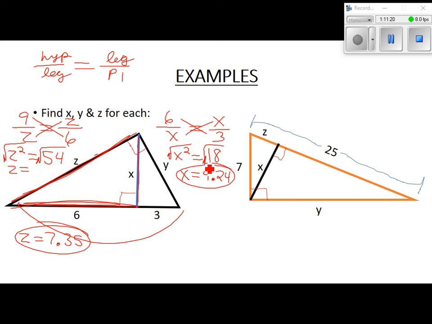Now, Josh used his calculator and he simplified it down in radical form. That would be all right also.